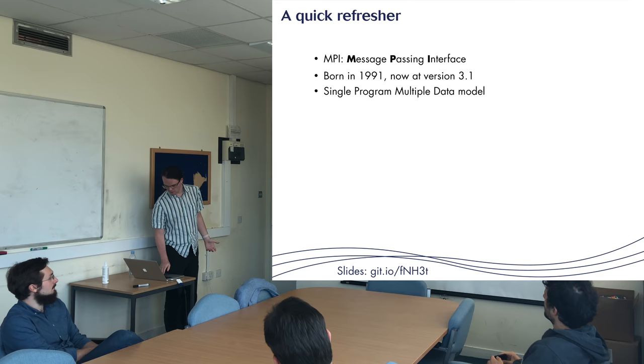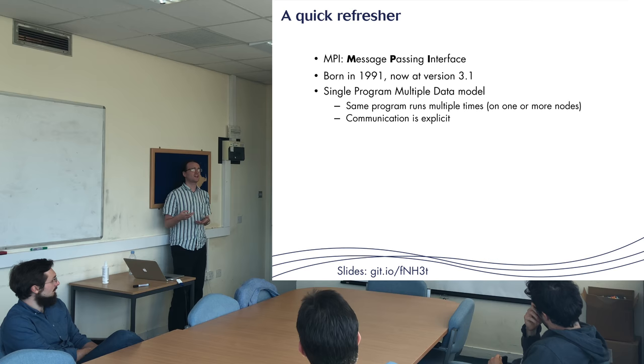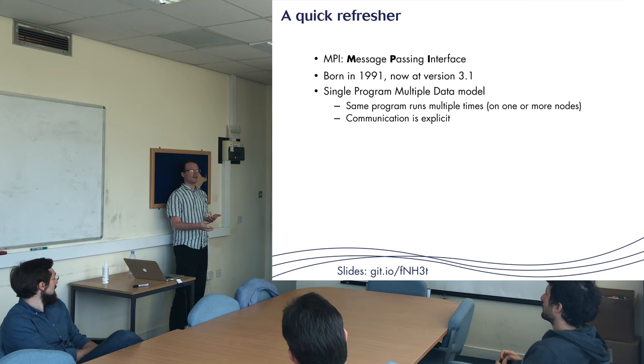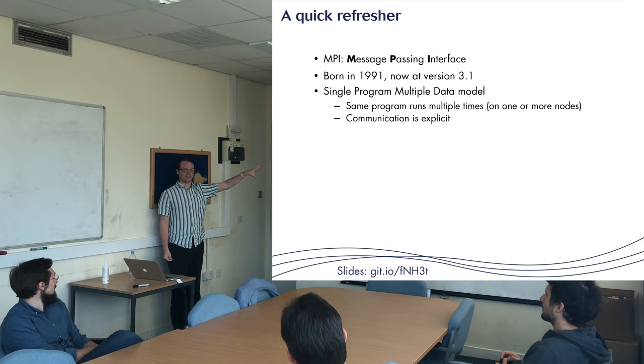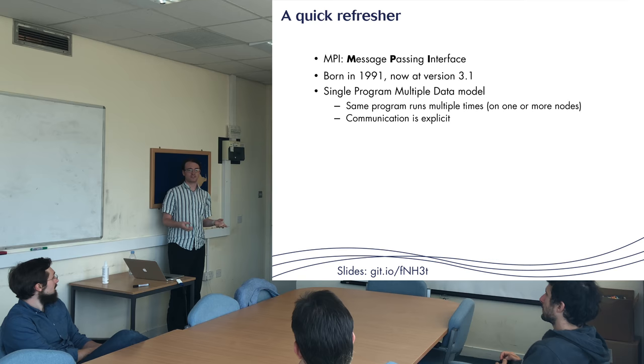That's what that means. Then communication is explicit. You tell the program when you want to pass a message, what you want the message to be. It's a very different paradigm to something like OpenMP, where you say, I would like this to be in parallel, please, and then it works out how to do that. So with MPI, it's very much you work out your parallelization scheme and encode that by telling messages where to go.